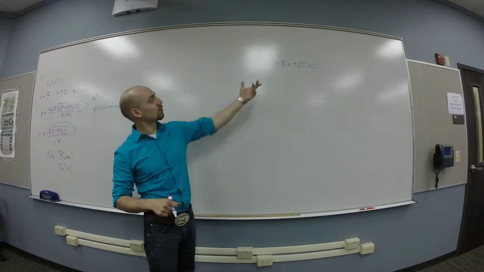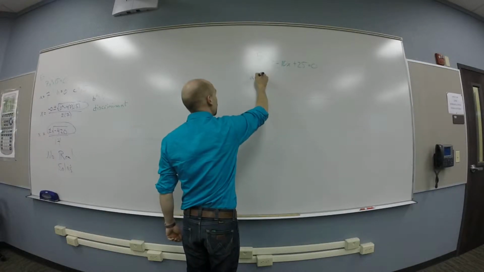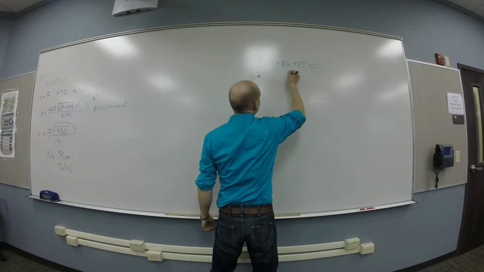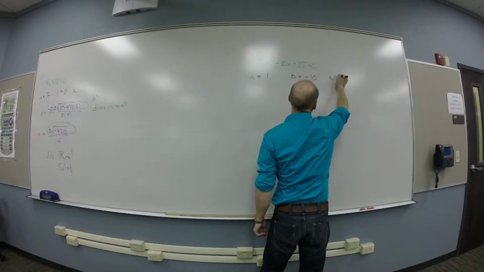All right, how about this one? What are a, b, and c for x squared minus 10x plus 25? 1, negative 10, and 25.